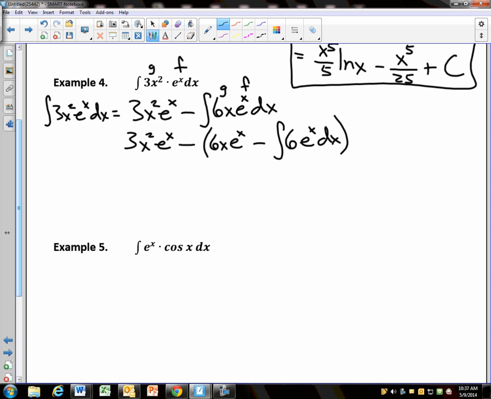So, let's evaluate this. 3x squared e to the x minus 6x e to the x plus, what is the integral of 6 e to the x? What's the antiderivative of 6 e to the x? 6 e to the x.